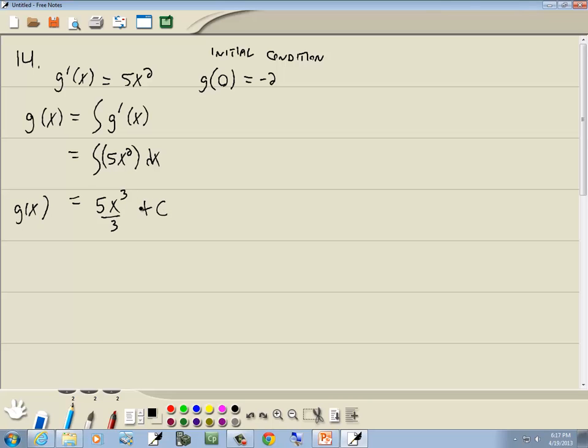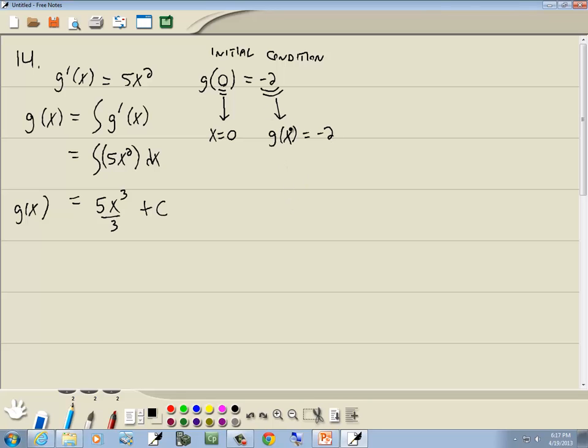And it's g of x. Now what they're giving us here with initial condition, the number that's inside of the parentheses, this 0, that's going to be our x. So they're telling us x is equal to 0. And for purposes of solving this problem, this negative 2 over here is going to be our g of x. So g of x is equal to negative 2.